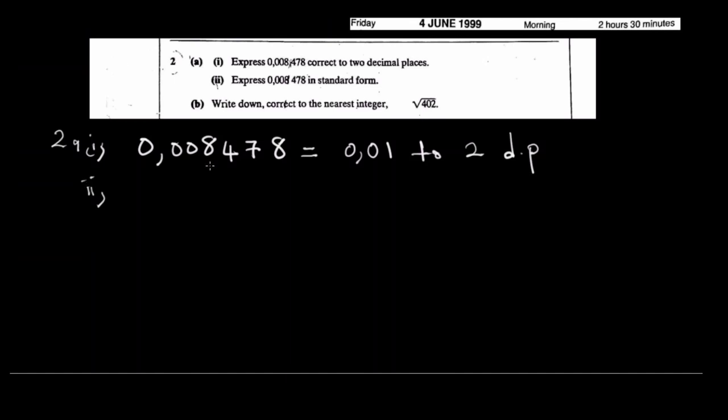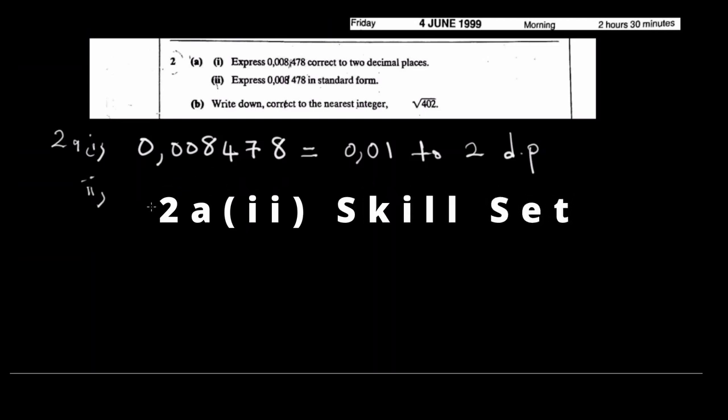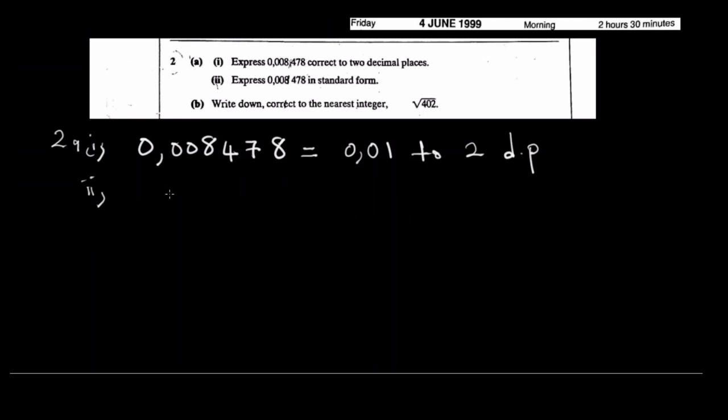2A, part 2 is saying express 0,008478 in standard form. What is the skill set? What are we required to know before we can be able to express any number in standard form? So let me represent this differently. Basically, we should know that this is the generalized form of the standard form, A times 10 to the power n. What is A? A, this is just a number.